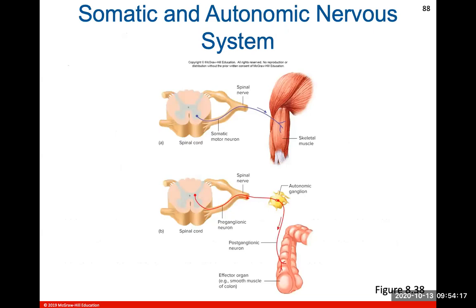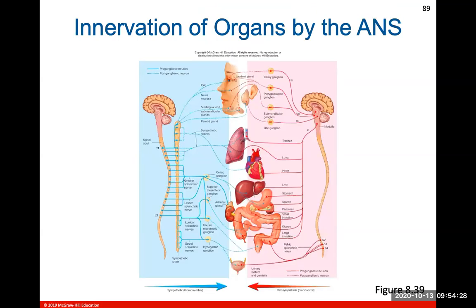And this takes you through the somatic and autonomic nervous system. Somatic will generally go to all skeletal muscles, and the autonomic nervous system goes to your viscera, your internal organs. Here's a great example showing the differences between the sympathetic and parasympathetic divisions and the axons from those neurons and where they're going. So again, I'd encourage you to pause the lecture at this point and just take a look at that.